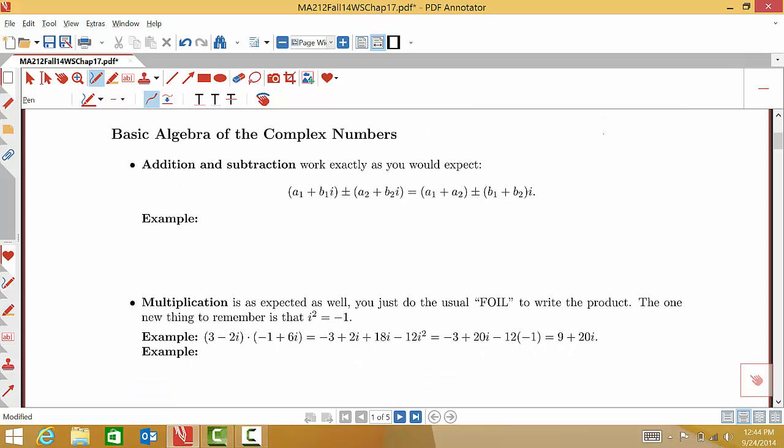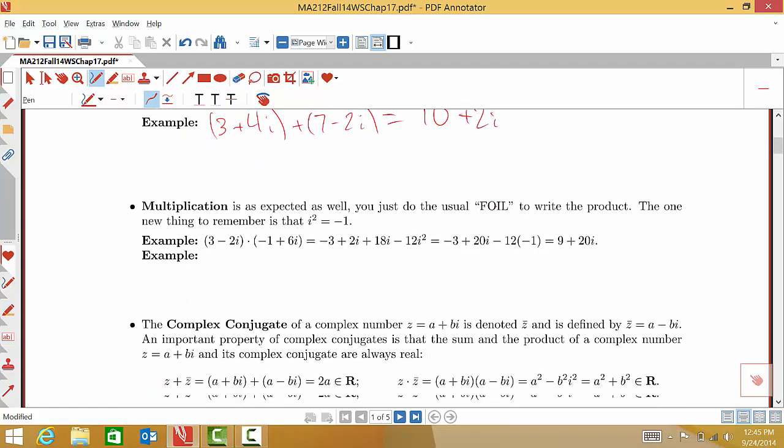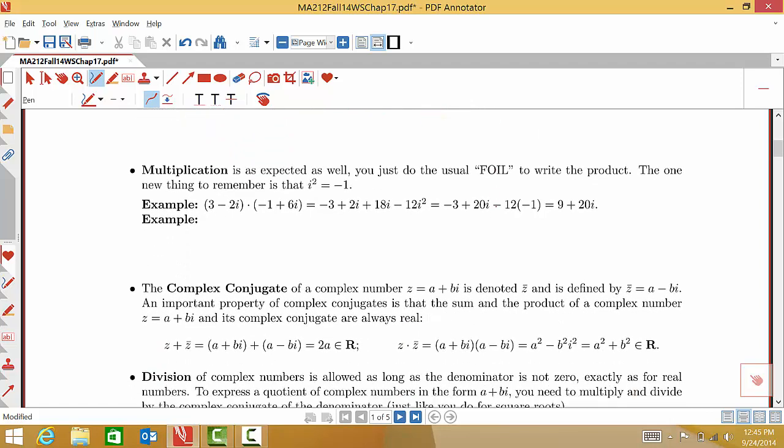Okay. Basic algebra of complex numbers. Again, this is probably review, but 3 plus 4i plus 7 minus 2i. Well, you add the real parts here, and you'll get 10, and you add the imaginary parts, and you'll get plus 2i. Multiplication works out the way you think it will also. You just sort of FOIL things.